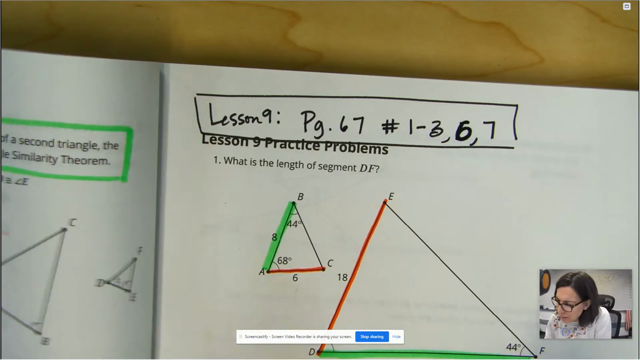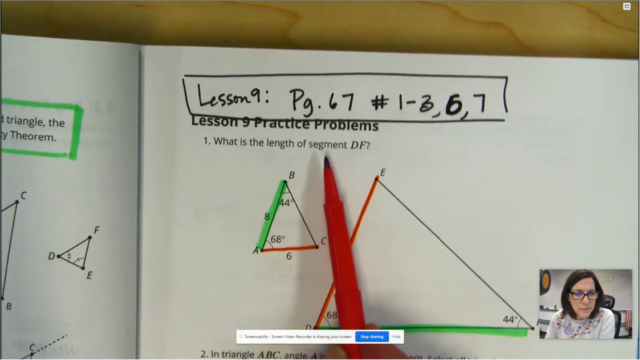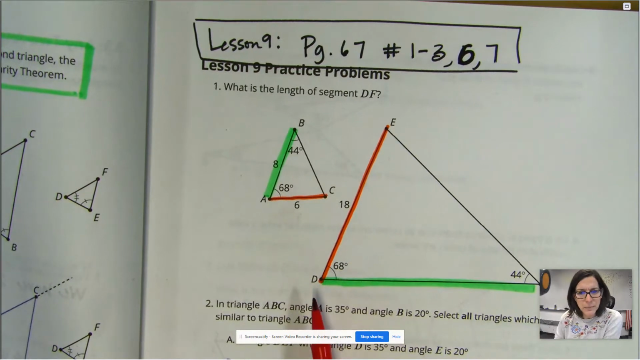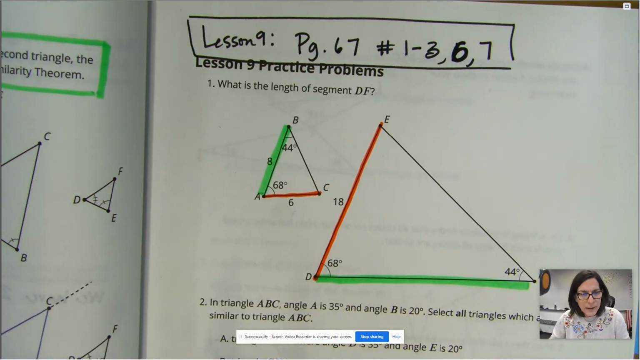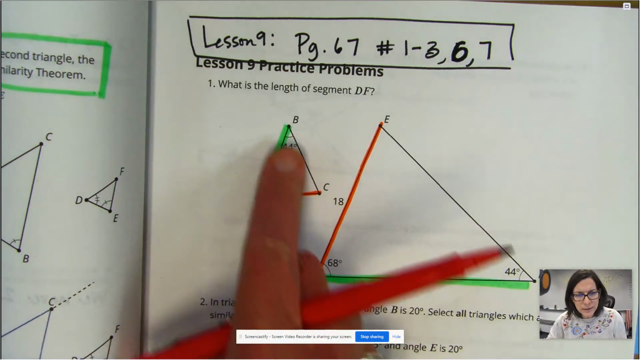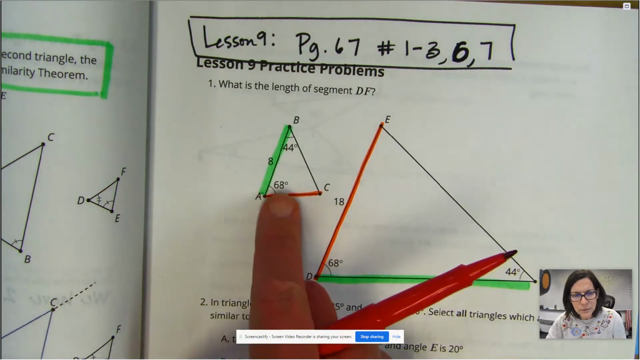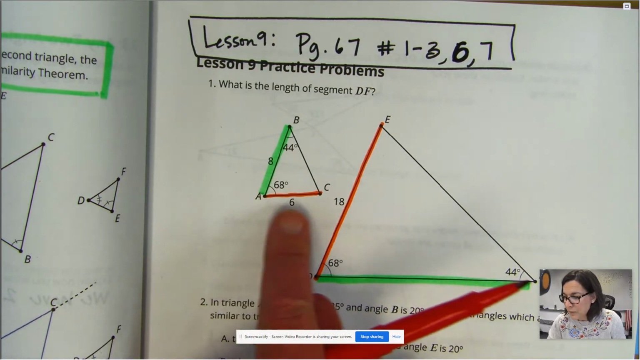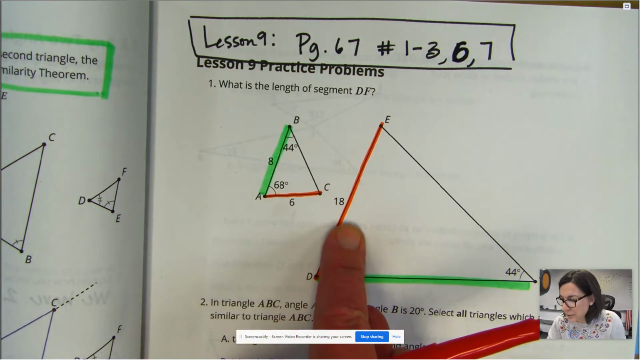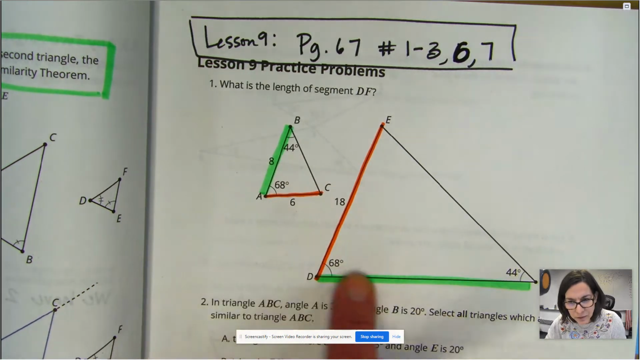All right, what is the length of segment DF? So you already color-coded what's corresponding. It looks like this was reflected to trick you a little bit. So this side 8 corresponds to this side over here, and this 6 corresponds to the 18. If you notice that, you might see easily that it was scaled up by a scale factor of 3, so this needs to be scaled up to make a 24.